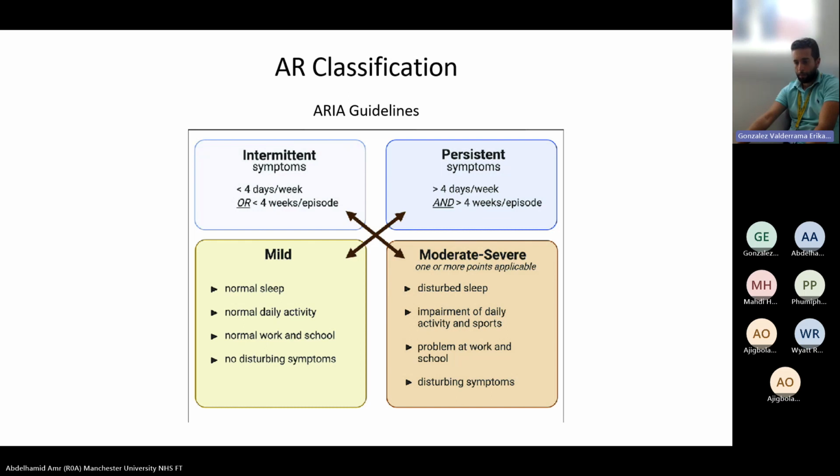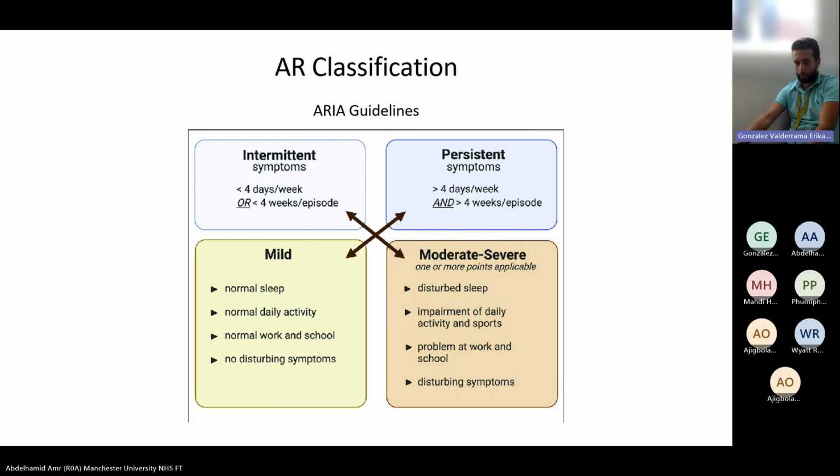It's also classified into mild and then moderate to severe. Essentially, mild versus moderate to severe is how it affects the quality of life. It affects sleep, daily activity, and work. So that's how we classify our patients with allergic rhinitis.